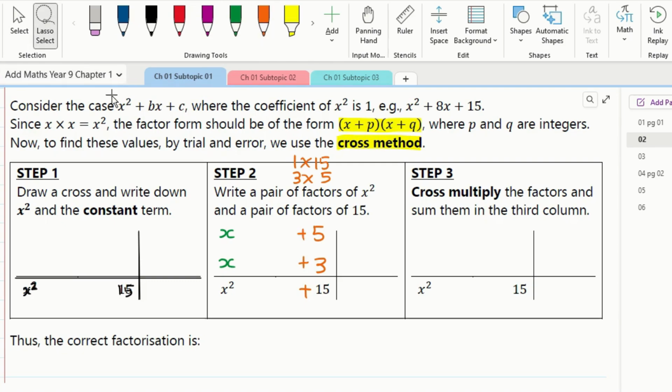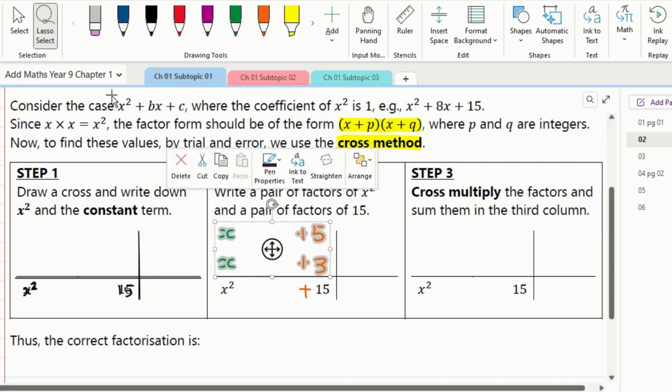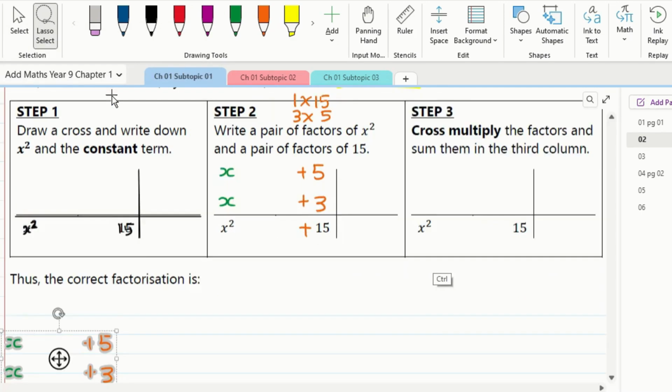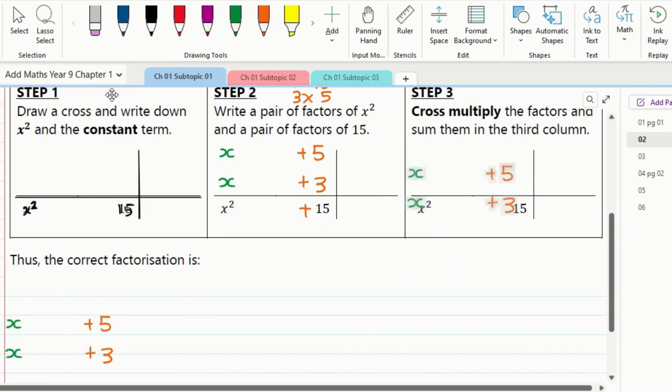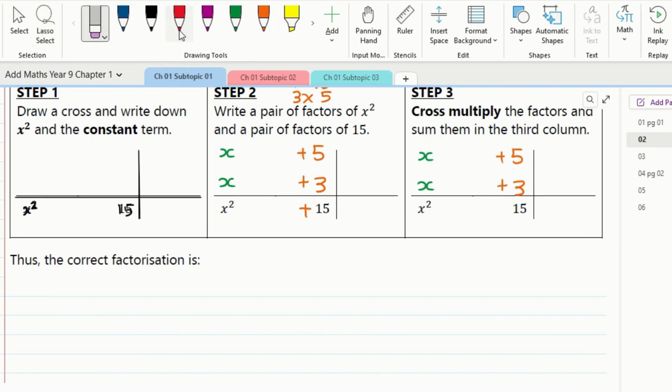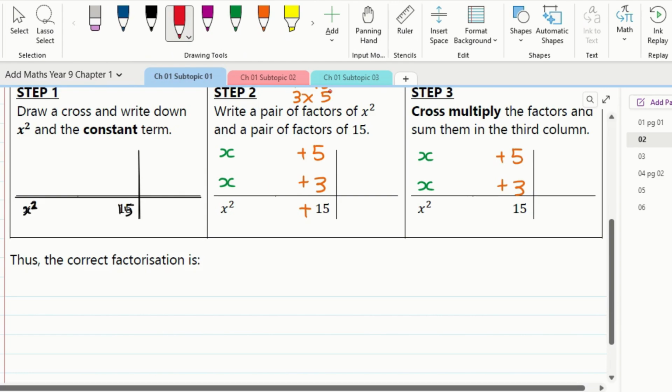These factors must be checked in step 3. What we do with these two is cross multiply the factors. When you cross multiply the factors, for example in the cross method, the second x into 5, you will get positive 5x.